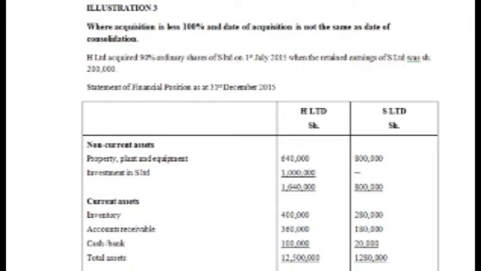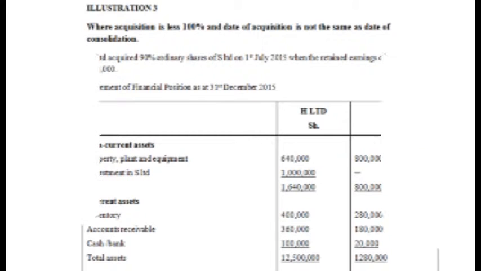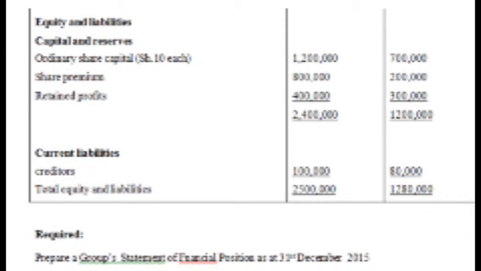H Limited acquired 90% ownership capital of S Limited on 1st July 2015 when the retained earnings of S Limited was 200,000 shillings. We have been given the statements of financial position for H Limited and S Limited. Non-current assets: property, plant and equipment of 640,000 and 800,000 respectively, then investment in S Limited of 1 million. Then current assets: inventory, trade receivables and bank balances. We have the ownership capital of 1.2 million and 700,000 respectively, the share premium, the retained earnings, and the current liabilities, the creditors. Required: prepare the group statement of financial position as of 31st December 2015.